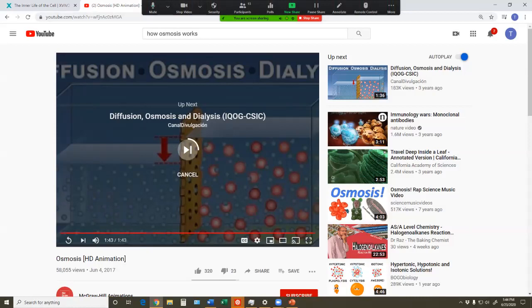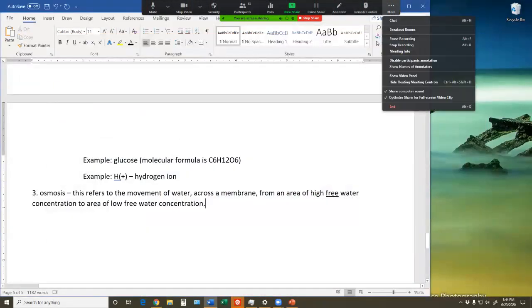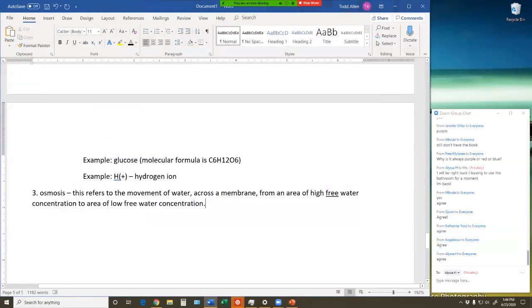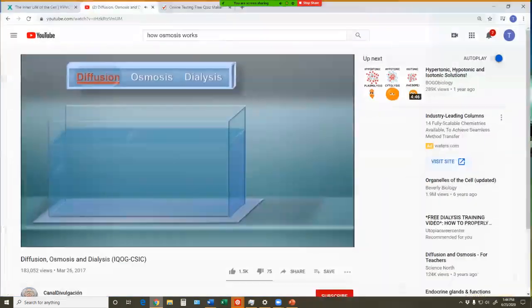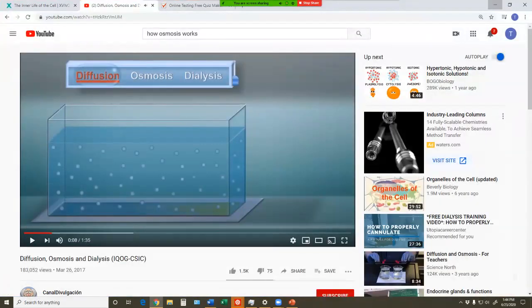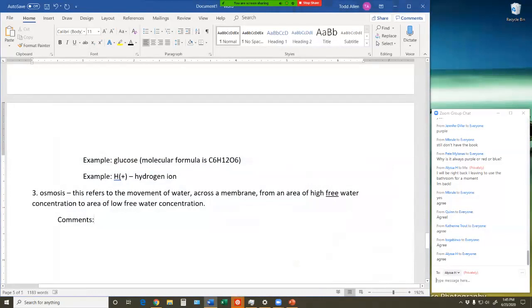Okay, folks, good stuff. So let's continue our talking about osmosis. So some comments. Sorry about that. Remember when you're talking about osmosis, well, let me ask you this. When we were talking about simple diffusion and facilitated diffusion, were we talking about the solute or the solvent?